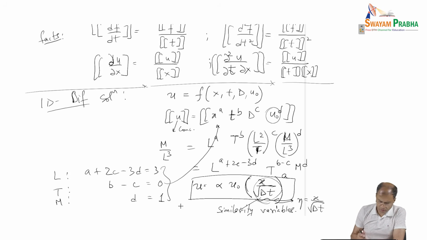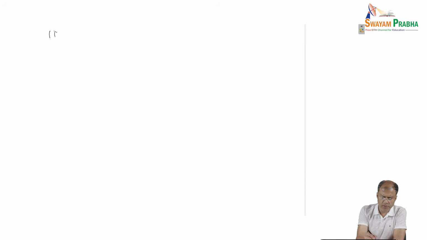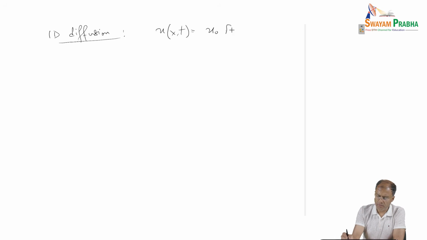So what we have found is the following. For 1D diffusion, the solution is of this form: u of x comma t is u naught times f of eta, where eta is the similarity variable x over square root dt. Right? And now, having solved one set of three equations, we have found this form of the solution. We could have had another solution.